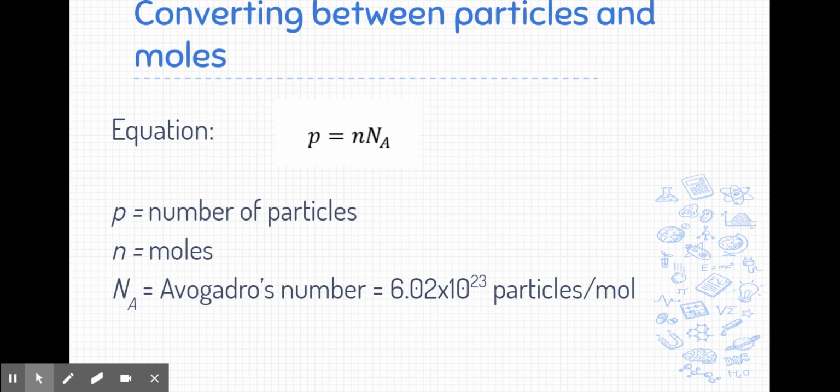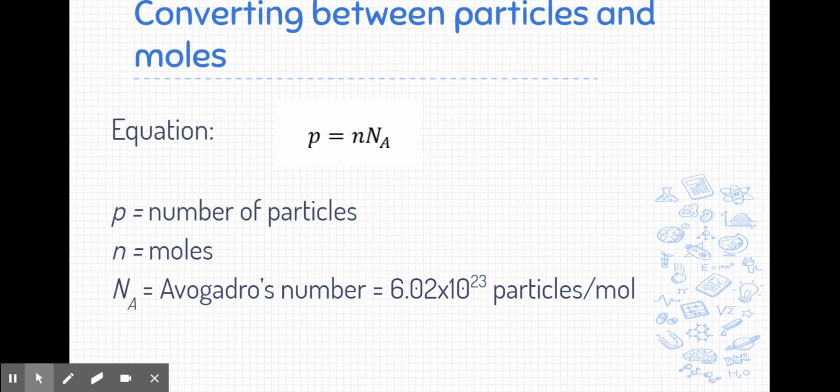Here's our first equation. Our first step is to be able to convert between particles and moles. Remembering, moles are a group of particles, specifically 6.02 times 10 to the 23rd. Our equation here, P equals n multiplied by N_A, where P represents the number of particles. And we use the term particles because this could mean atoms, ions, or molecules, whatever the unit is we're talking about.